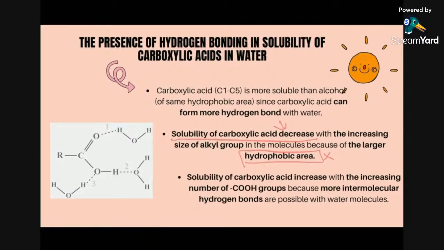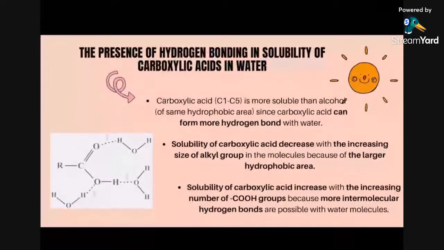Solubility of carboxylic acid increase with the increasing number of COOH group because more intermolecular hydrogen bonds are possible with water molecules. So COOH ni kan hydrophilic, and hydrophilic ni dia can form hydrogen bond with water molecule. So sebab itulah solubility carboxylic acid akan increase bila ada banyak COOH group. Okay, jom kita tengok example dia.